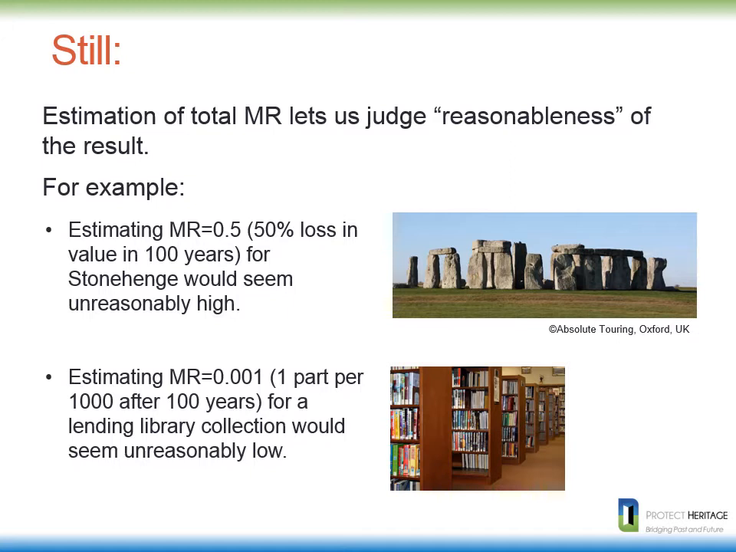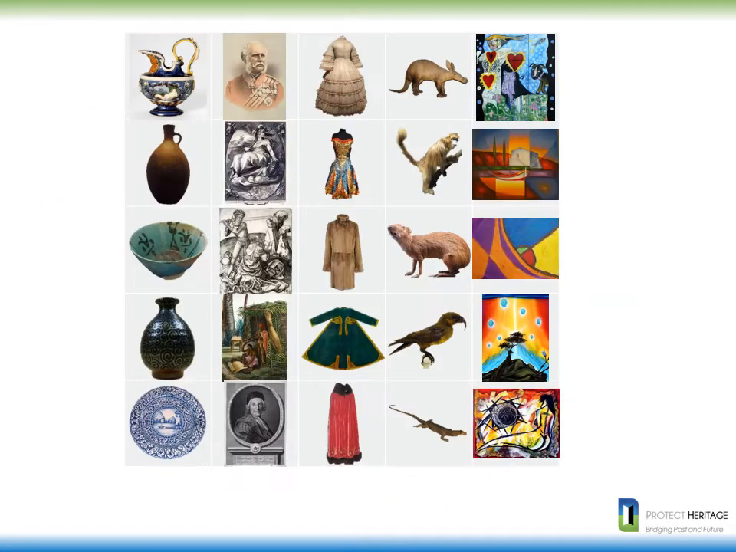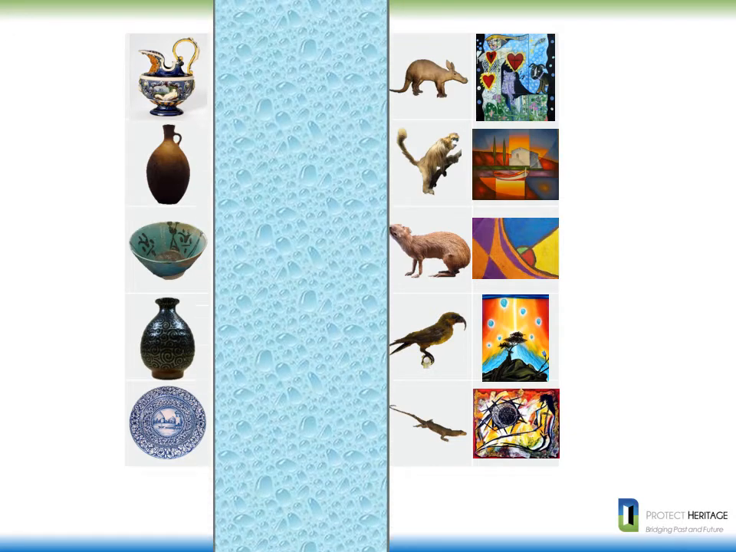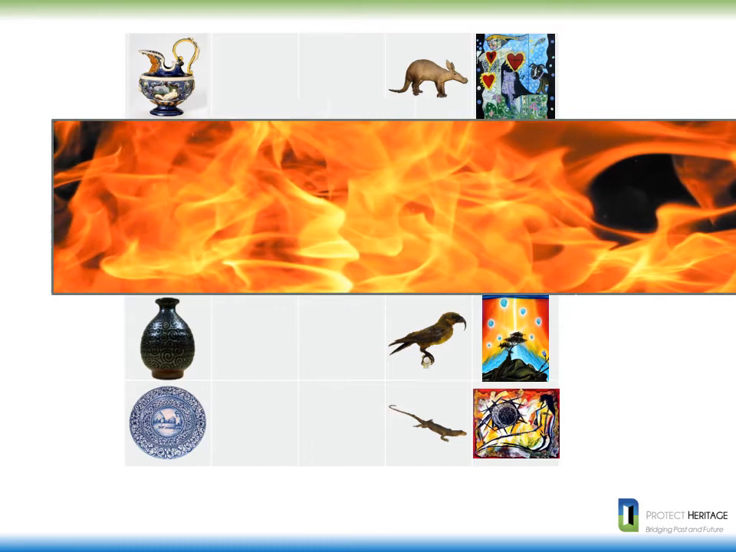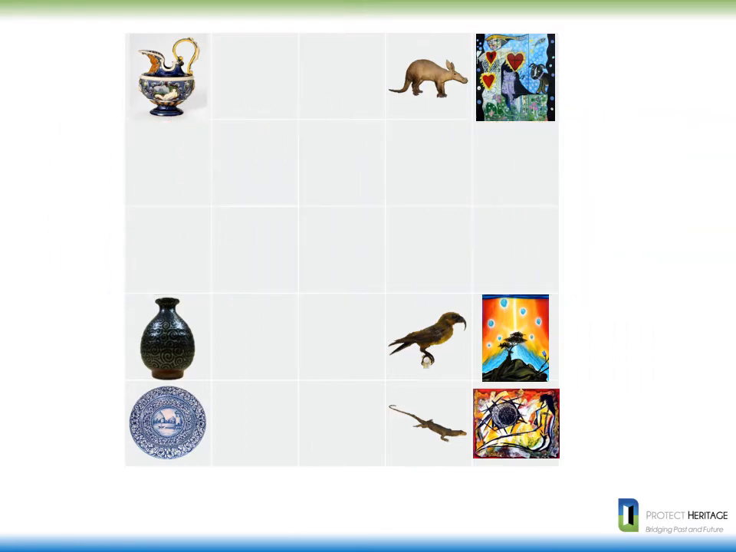We must, however, correct for double counting of objects that might be destroyed or lost due to more than one risk. Let's consider this simple collection of 25 objects. Consider the possibility of flood, where we might expect 10 objects to be destroyed by the action of flood over the next 100 years. We might also expect 10 objects to be destroyed by the action of fire over the next 100 years. Now, a simple addition of those two risks would lead us to expect 10 plus 10, or 20 objects to be destroyed.